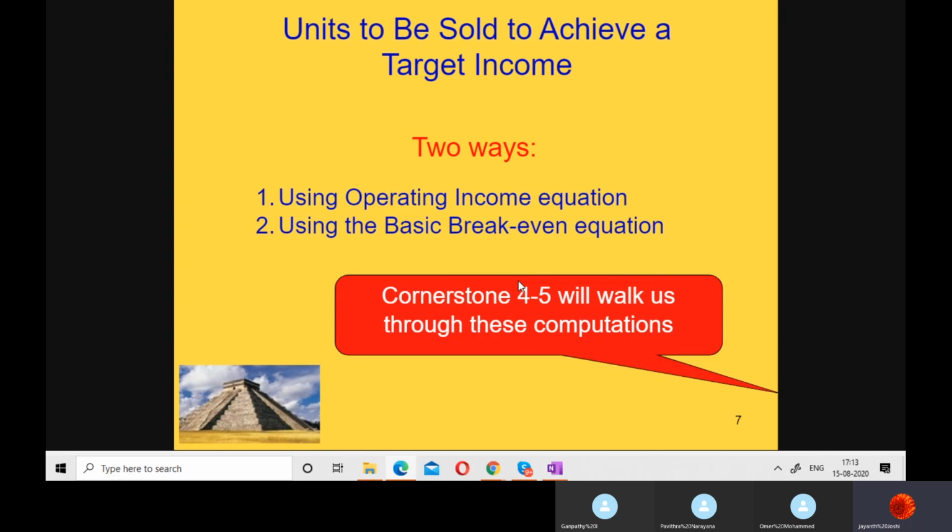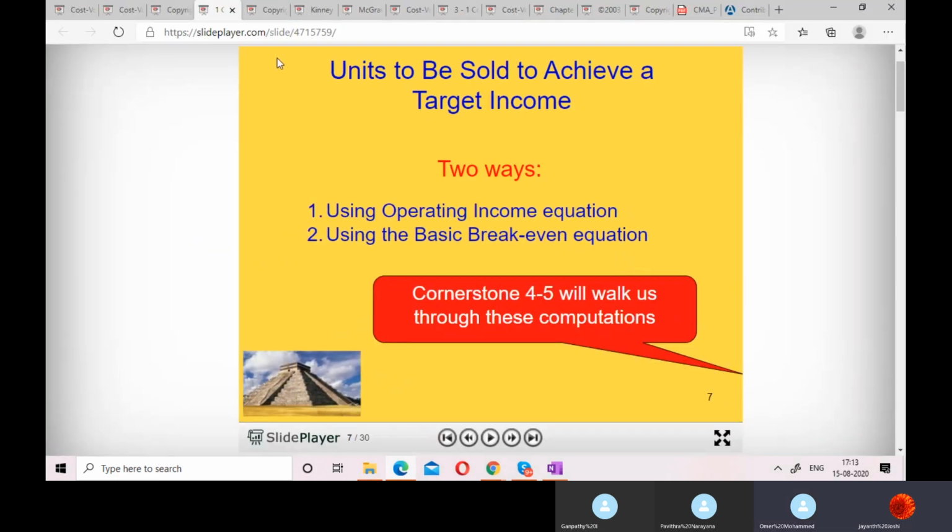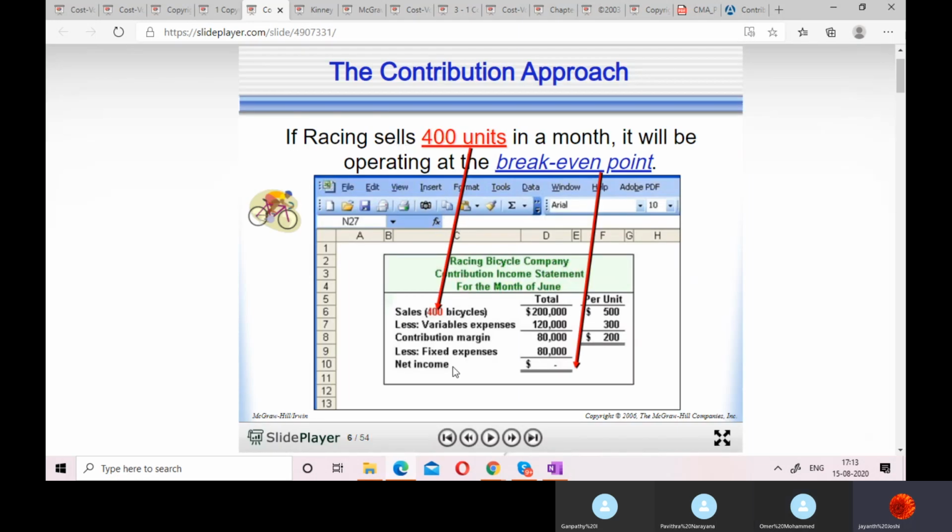That means no profit, no loss. So units to be sold to achieve a target income, that will go afterwards. Don't worry. Today we are only into the introduction topic. We're going to do some problems even.